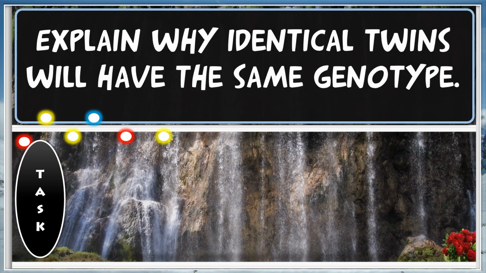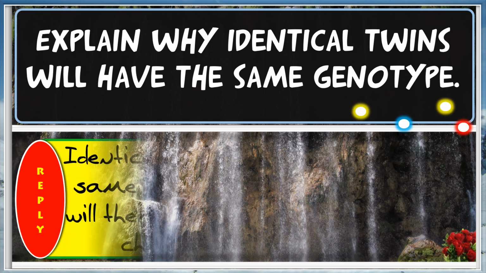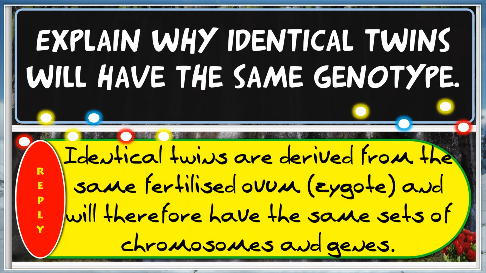Explain why identical twins will have the same genotype. Identical twins are derived from the same fertilized ovum, or what we call a zygote, and will therefore have the same sets of chromosomes and genes.